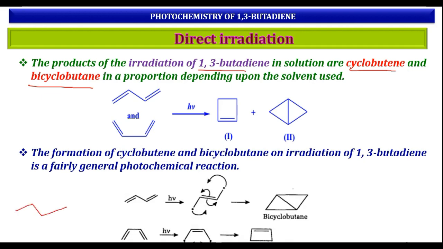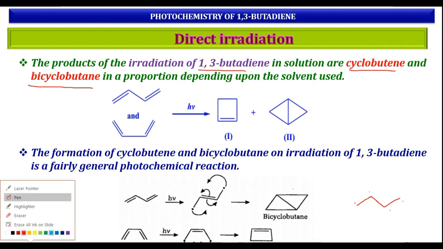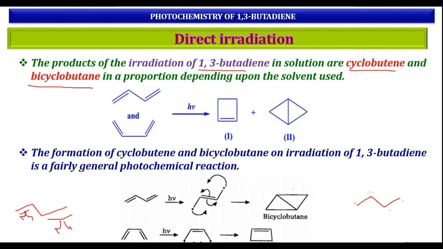Now here, this is the S-trans isomer. When you irradiate with light, this bond undergoes homolytic cleavage, and again this bond undergoes homolytic cleavage. So thereby it forms radicals at these places. Now what happens, friends? The radicals make bonds, these two radicals make a bond, and these two radicals make a bond. So finally the product is bicyclobutane. So this is the mechanism.